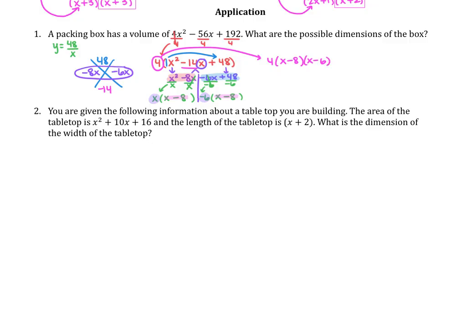Now the question said, what are the possible dimensions of the box? So basically what we say is that 4 is like my length, x minus 8 is like my width, and x minus 6 is like my height.